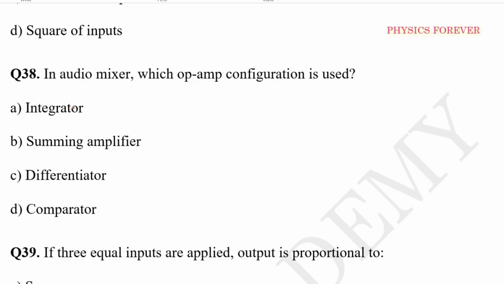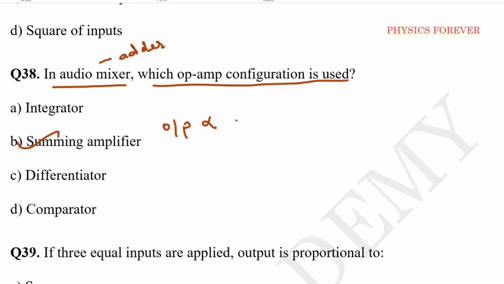So then question number 38: in an audio mixer, which op-amp configuration is used? Option B is correct, summing amplifier. So an audio mixer uses only an adder. The output is directly proportional to the sum of the inputs, that is V naught is equal to minus summation Vi. Since we write it again and again, we have to understand the concept, then memorize it.